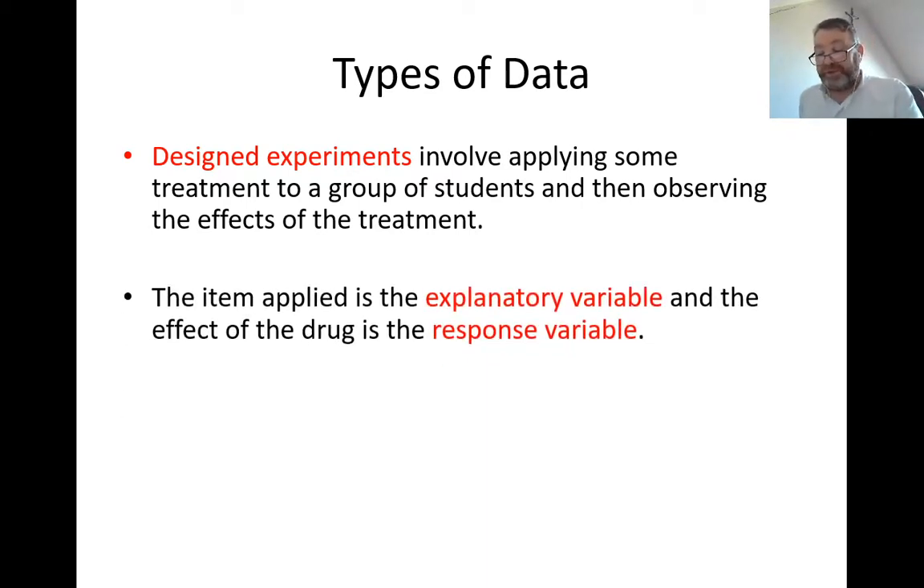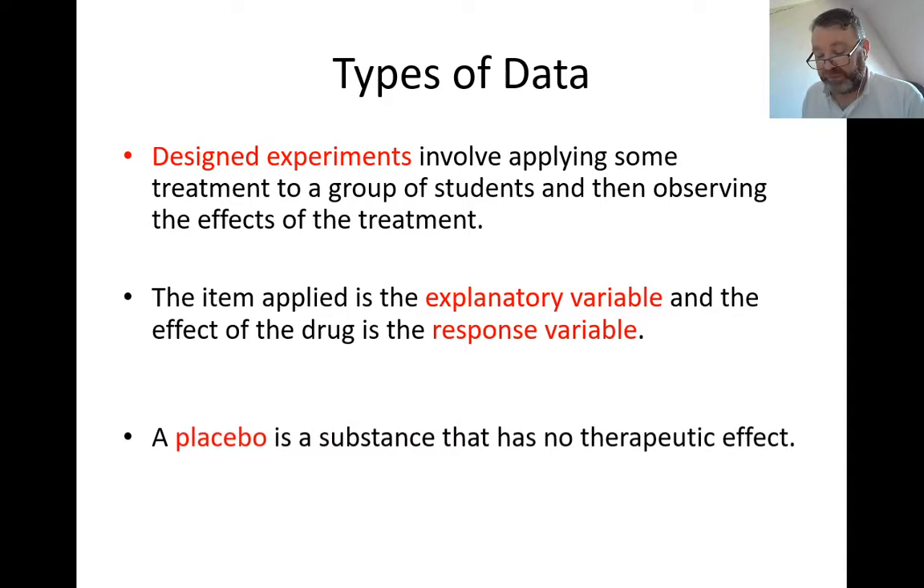The item applied is the explanatory variable and the effect, say in the case of a drug, is called the response variable. So I'm thinking in terms of the virus at the moment. If you administer a vaccine, we're exploring what the vaccine is going to do. So by applying the vaccine, we've got what we call an explanatory variable. And then you wait and you watch. If there are any reactions or effects, that's called the response variable. So the explanatory variable is the injection of the vaccine, and the response variable is how people respond to the treatment that they have received.